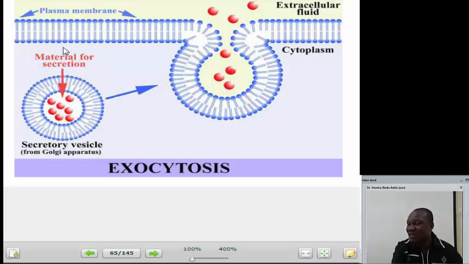So the packaging is done in the cell, and the vesicle fuses with the membrane, and there's some form of rupture creating a neck, and the content is released outside the cell, and the membrane remains intact. The lipid bilayer remains intact. Now, this requires energy, and it requires calcium ions. The calcium ions will trigger the exocytotic process.